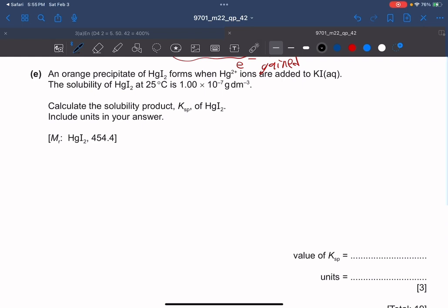An orange precipitate of HgI2 forms when Hg2+ ions are added to KI. The solubility is this much. So we're going to find the solubility product. This is maybe one of the trickier questions, but as long as we can remember the equations of Ksp, it's going to be easy. So I would probably think of this in terms of Ksp's definition.